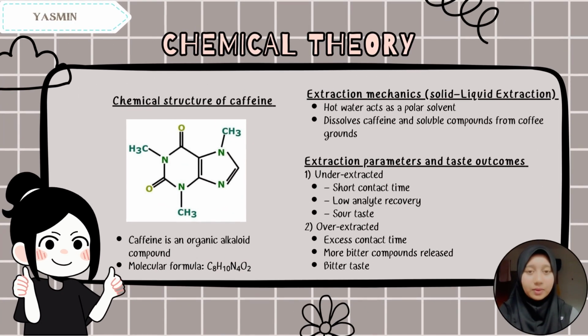This slide outlines the chemical principles behind coffee analysis, which can be divided into three main parts. First, the chemical structure of caffeine. Caffeine is an organic alkaloid compound with the molecular formula C8H10N4O2. It is primarily responsible for the bitterness and stimulating effect of coffee.